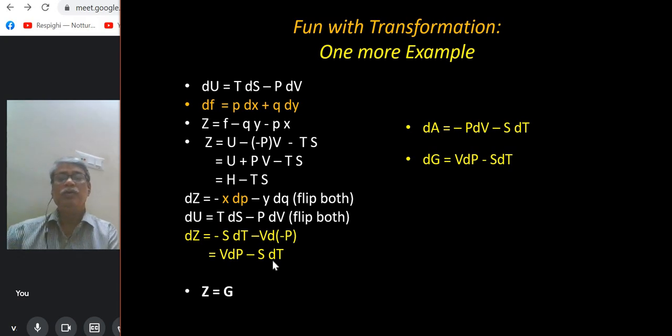Okay, so if you take dA and dG in parallel, the harmony would be even more clear. dA, as we have already got, is minus SdT minus PdV, and here dG becomes VdP, and minus SdT is common. So dA and dG go very parallel. Okay, so I think you will be convinced that yes, from today onwards, your thermodynamics load is really 50% reduced.